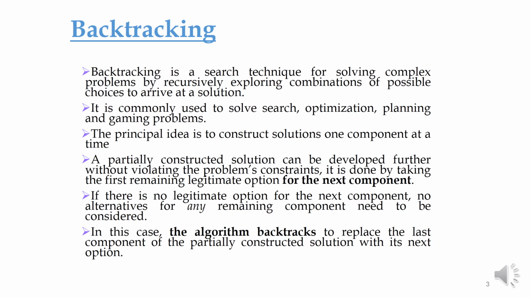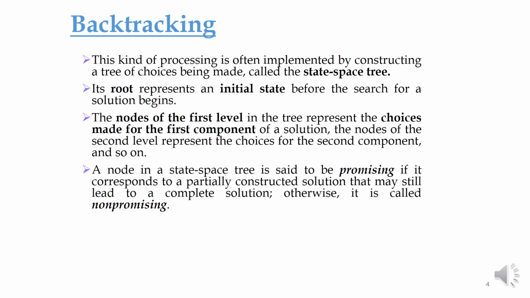Backtracking is a search technique which is used for solving a variety of complex problems by recursively exploring different combinations of the choices to find the solution. It is mainly useful for solving searching, optimization, planning and gaming problems. The main idea is to construct the solution one component at a time, and find the solution for the next possible choice. Likewise, it keeps moving. If there is no option for finding the solution, we can backtrack and find the alternative solution.